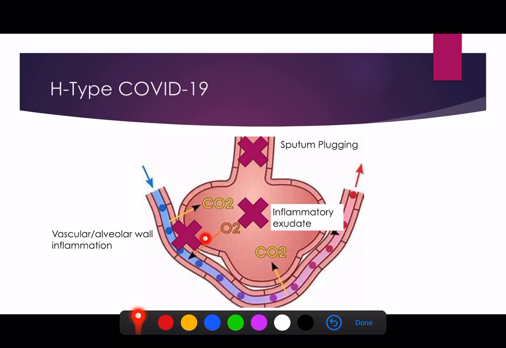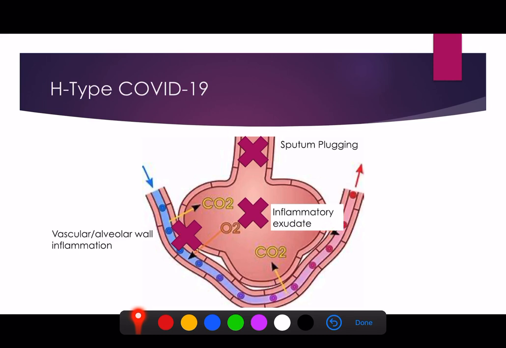And also these alveoli themselves are filling up with inflammatory exudate, very much like you would do with a bacterial infection or with a typical patient with an influenza type virus. So these are the main problems. So you can see this is mainly affecting the alveolus.